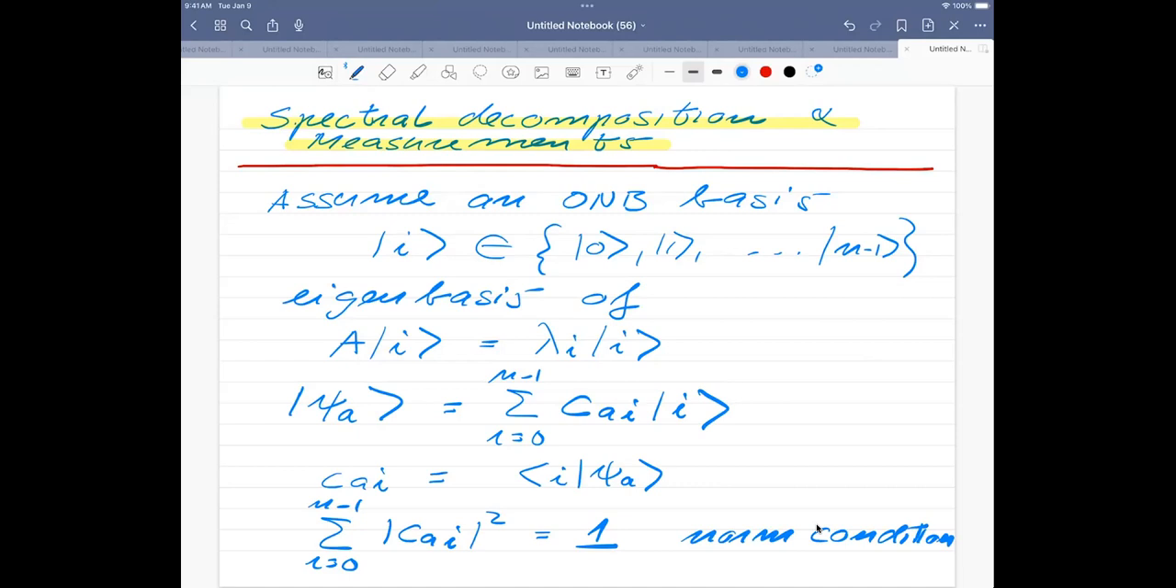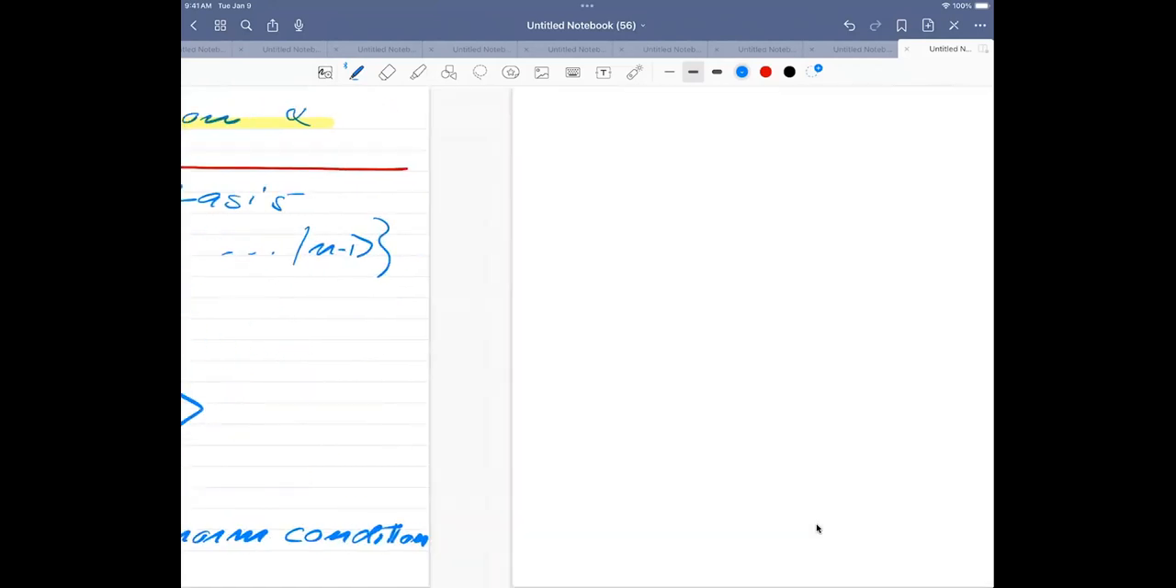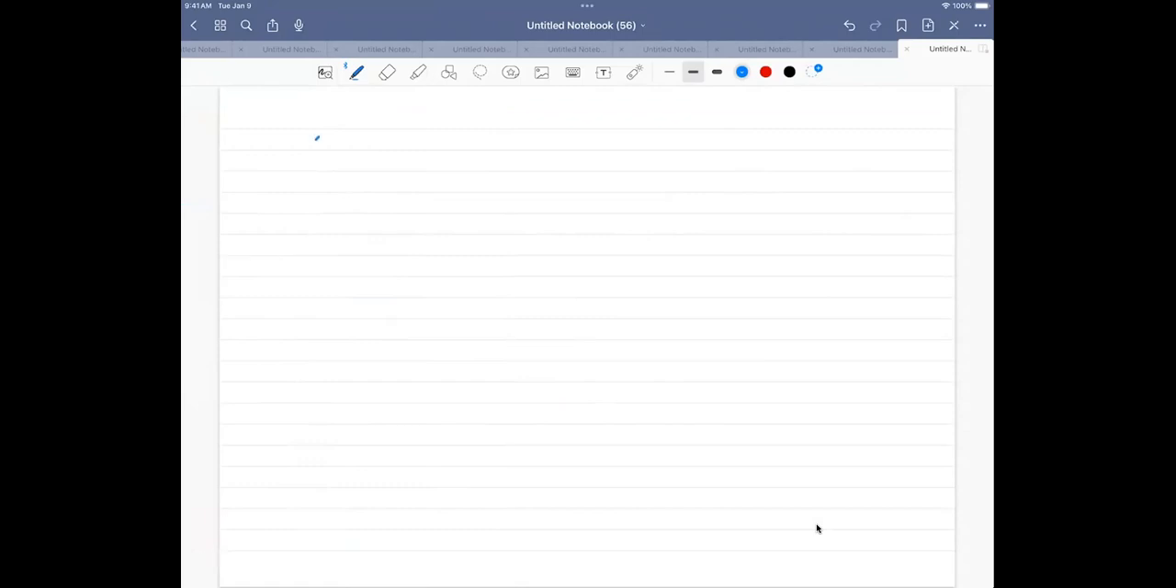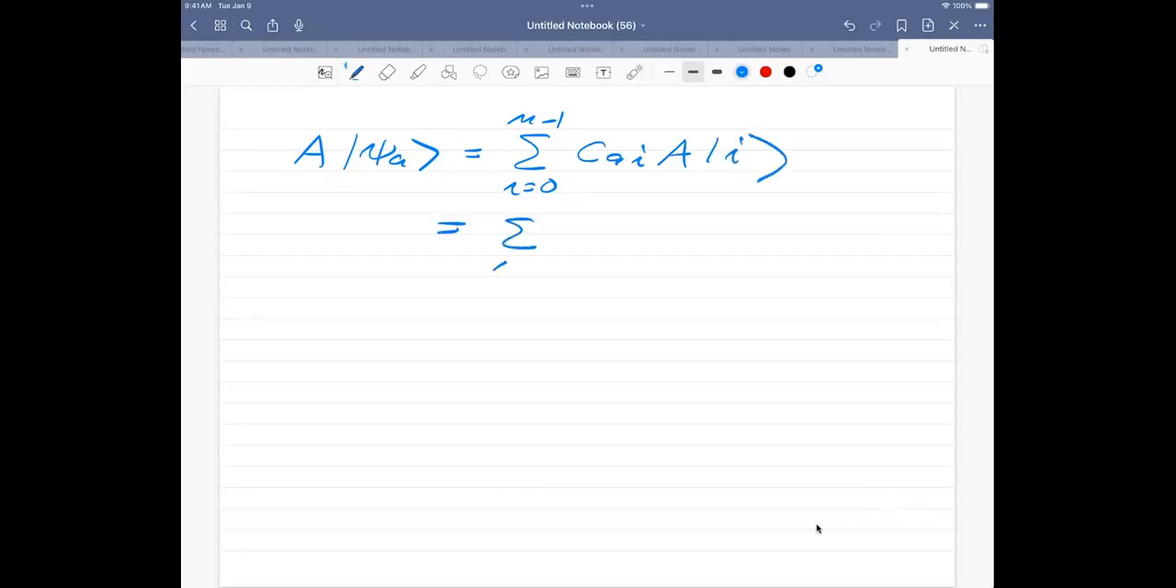Okay, so if I now act on this state psi of A with this operator A, this is the same as looking at the sum from i equals 0 to n minus 1 of C_i^A times A acting on i, which then translates into, since these states i are eigenstates of A, the eigenvalue multiplied with the state.